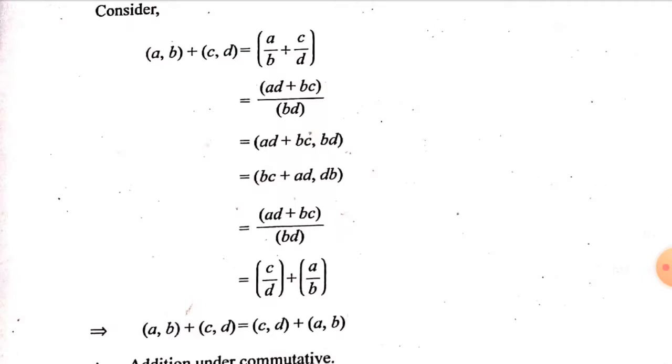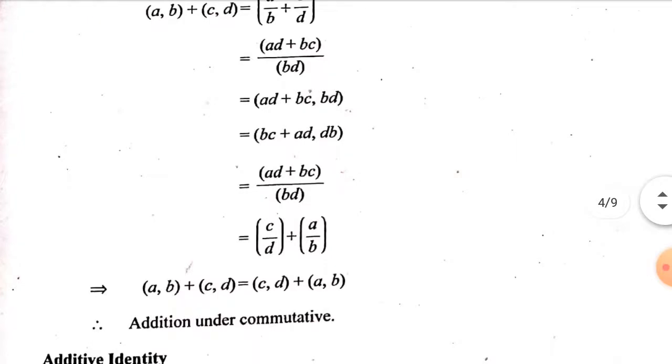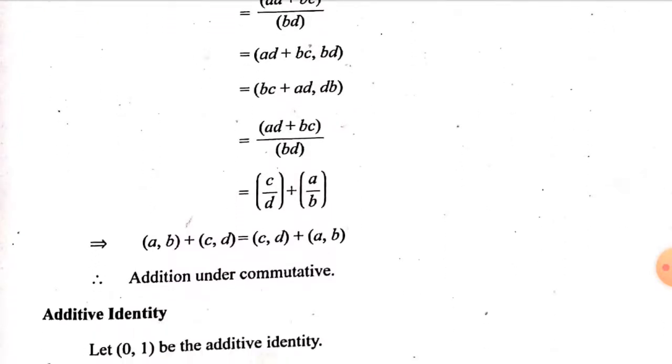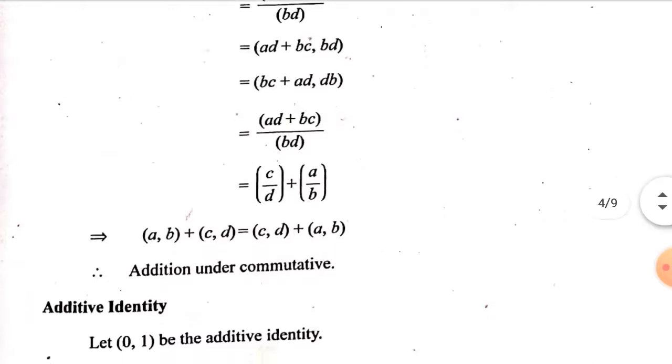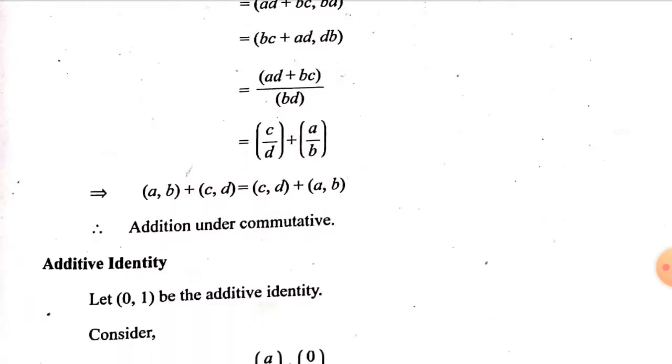Now just interchange: (bc + ad, db). In the reverse way, we should get b plus a equals a plus b. That's why we are interchanging. Under addition, it's satisfying the commutative property.